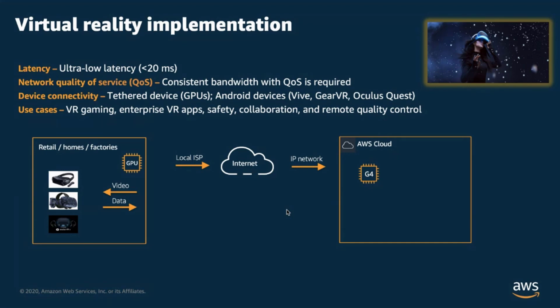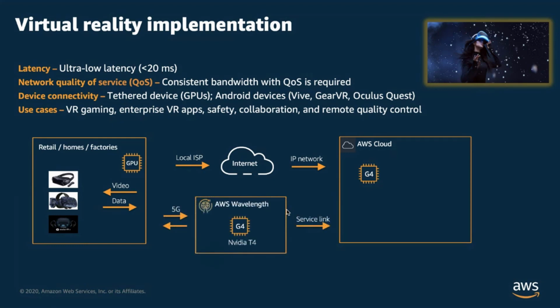So that's possible. But the mass adoption, right? We're talking about mass adoption and bringing that cloud model to the VR use cases. This is what Wavelength brings to the table, where we're bringing that AWS compute closer to the edge of the mobile network, so customers can deploy their AR, VR workload inside Wavelength Zone computes using a G4 instance. We support G4, which comes with the Tesla T4 GPU.